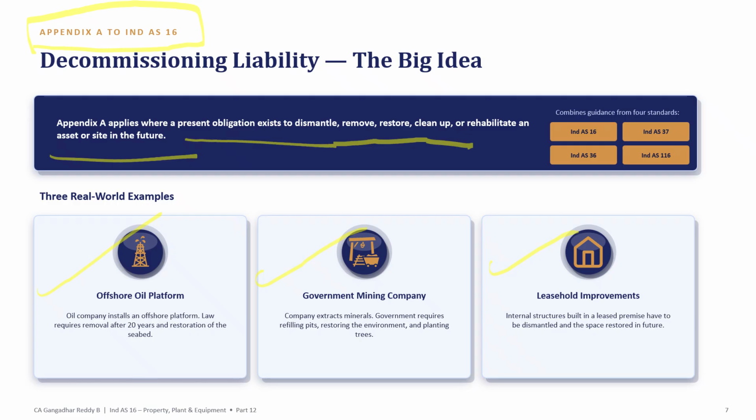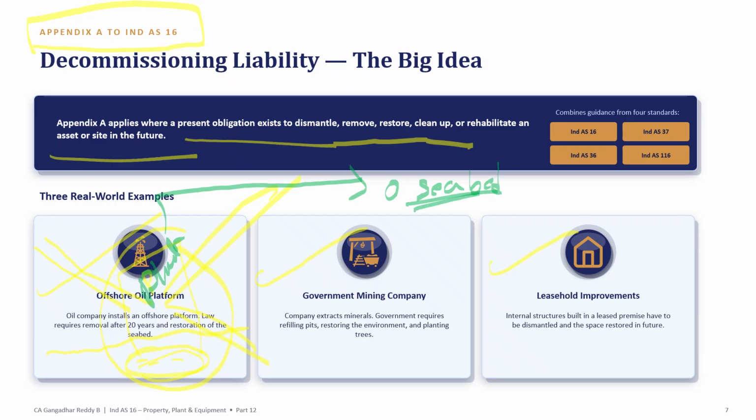In all these situations, say an oil company uses the seabed to build a platform and to restore, export and import oil. The company has to restore the original seabed. The government has put the restriction that after 20 years you should do that restoration. That is the decommissioning liability.